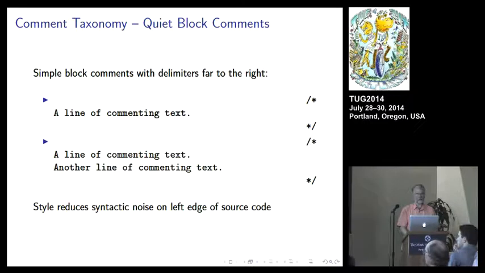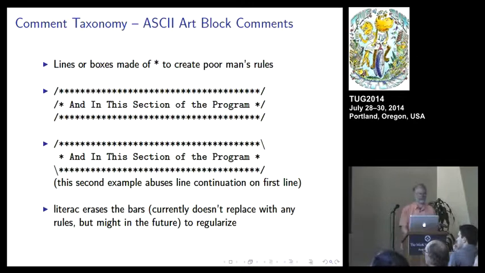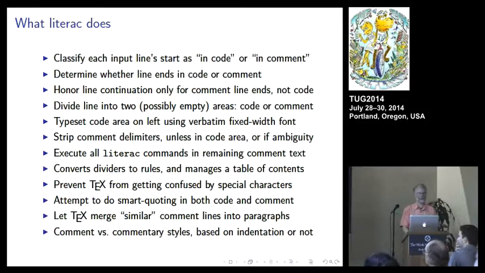So literacy works to regularize the comment stream, and it recognizes things like this, and it tries to replace them. Eventually, it'll try to replace them with rules. Right now, it tries to get rid of all that cruft. It only supports one part of the line being code and one part being comment, even though that is not always true, but there's ways to fix that. It honors line continuation in comments, but not in code.